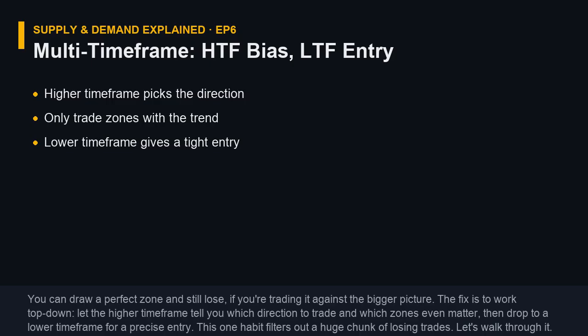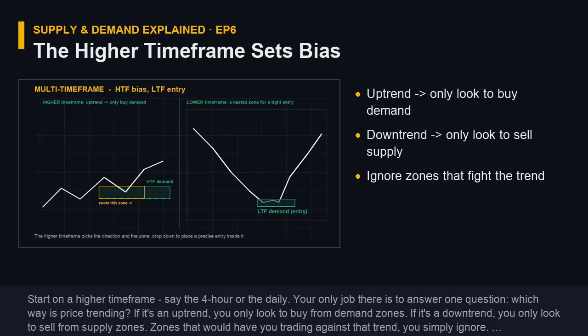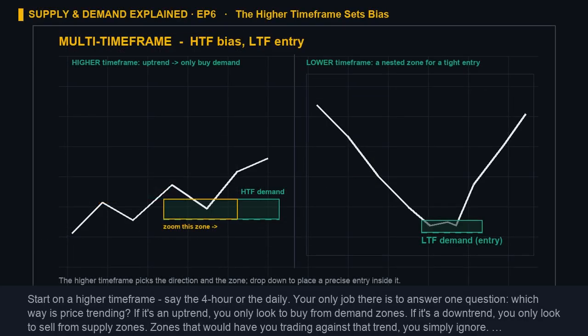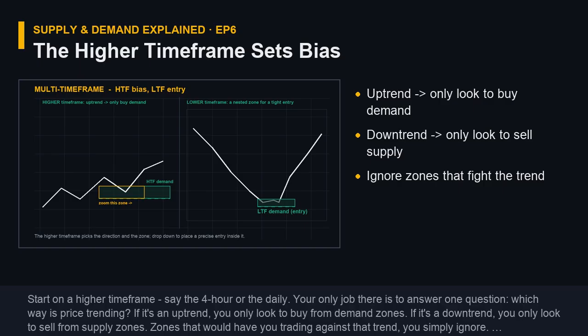Let's walk through it. Start on a higher time frame, say the 4-hour or the daily. Your only job there is to answer one question. Which way is price trending? If it's an uptrend, you only look to buy from demand zones. If it's a downtrend, you only look to sell from supply zones. Zones that would have you trading against that trend, you simply ignore. The higher time frame is the boss. It sets your bias before you even think about an entry.